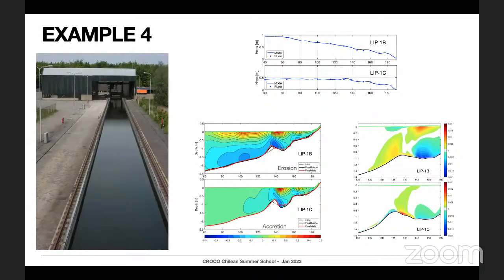And finally, one example which I think is also in the test cases. It's a flume in the Netherlands, which is something of a real dimension. I think it's 200 meters long. It's a flume which is 200 meters long, and we use it to simulate the migration of a sandbar. We have different scenarios, and the difference between the scenarios is the difference of wave amplitude.